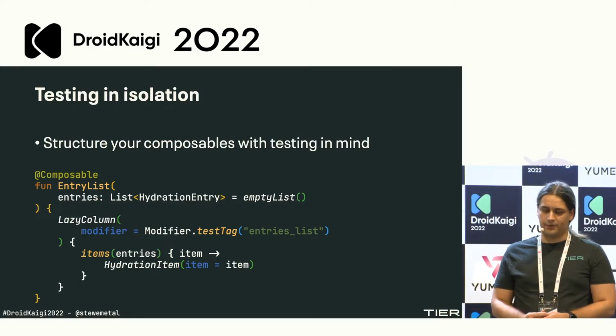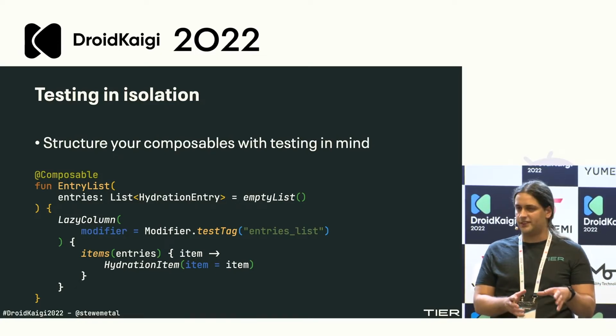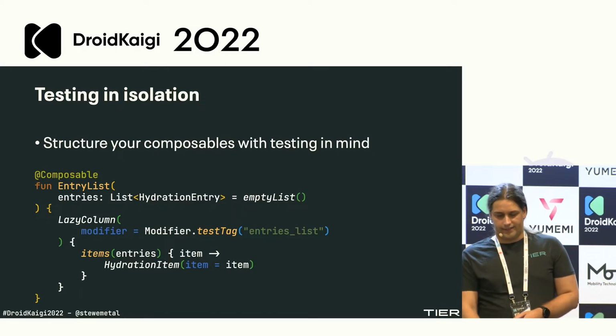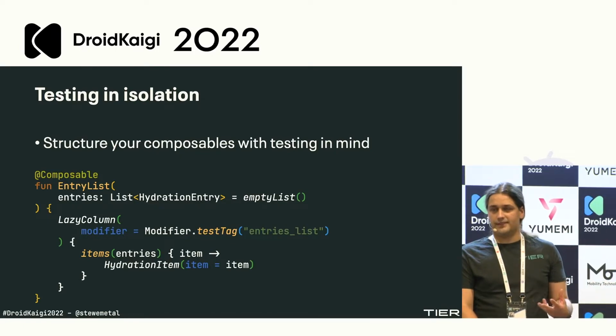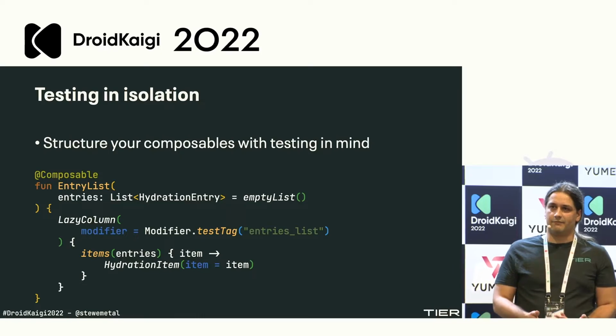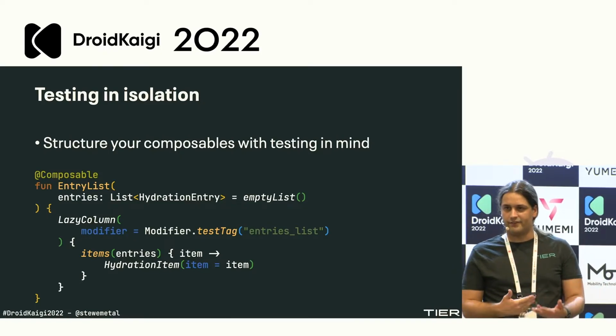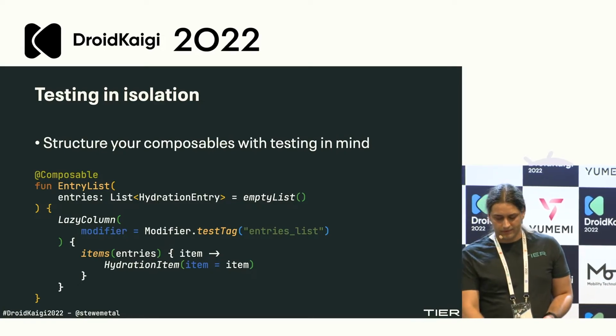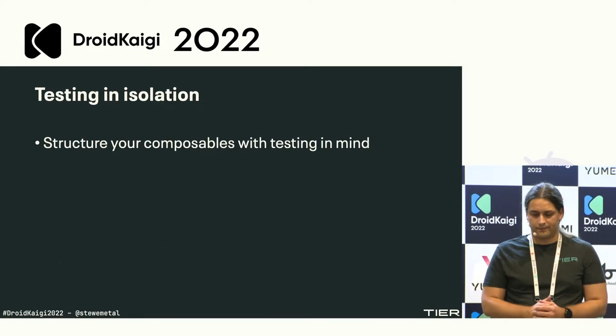So for this project, there is the entry list composable, which is quite small. It's just a wrapper around the lazy column. And so by itself, it really doesn't have much behavior and much data going on. So it will be easily testable.